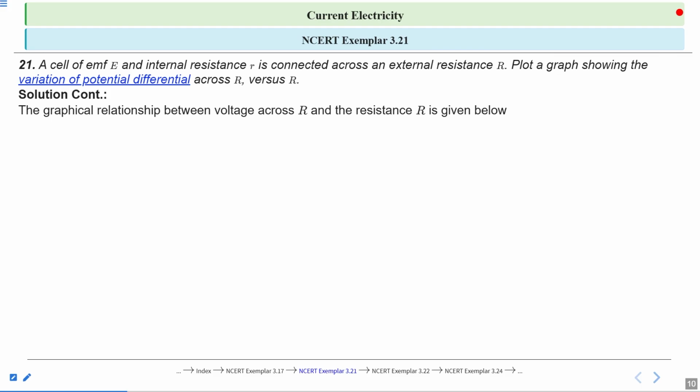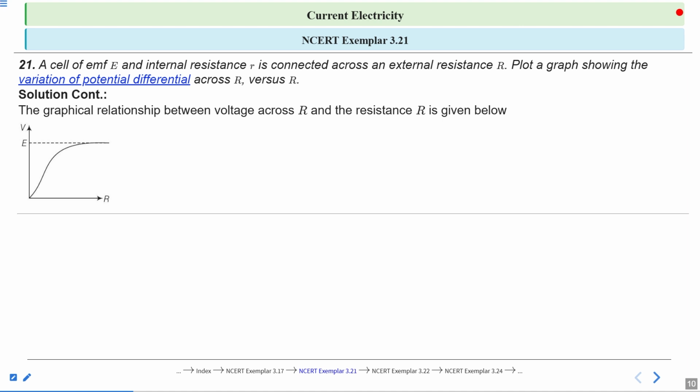The graphical relationship between voltage across R and resistance capital R is given by this. On the y-axis, we are taking the potential difference V across the resistance R, and on the x-axis, the resistance R. As we increase capital R, V approaches E. When R becomes very large or infinite, V becomes equal to E. So this is the plot.